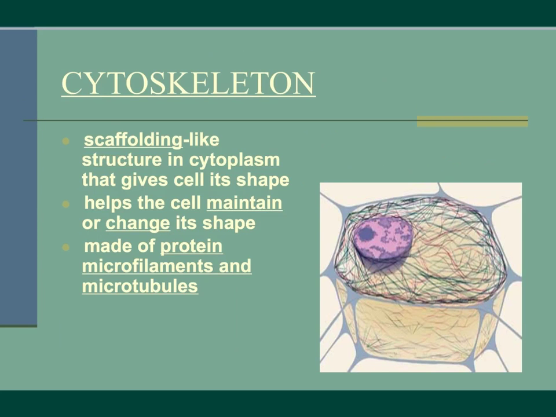The cytoskeleton is the scaffolding-like structures in the cytoplasm that helps the cell maintain or change its shape. It is made up of protein, microfilaments, and microtubules. The proteins that are associated with the cytoskeleton are the proteins actin and myosin, which help the cell to change its shape. The microtubules that are found with the cytoskeleton all help the eukaryotic cells function in cell support.